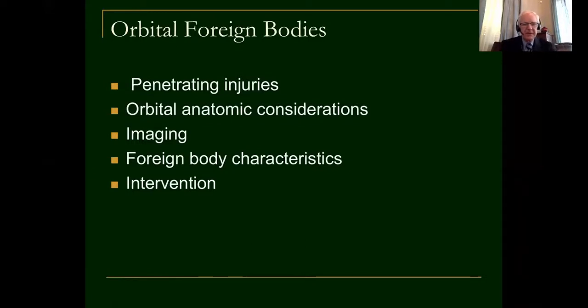Orbital foreign bodies are primarily penetrating injuries. There's a subset, orbital anatomic considerations, and we'll go through that. Then the special thing that we as ophthalmologists need to understand is imaging and what we can do with that. The fourth thing to consider is foreign body characteristics, and we'll get extensively into that. And then the last is how to go after these things.